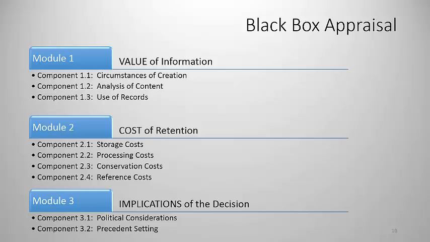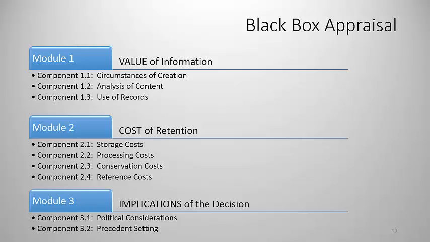Finally, they look at the module Implications of the Retention Decision. This module is a short module, but it's exceptionally important. One of the components is the political considerations, and this is particularly true in the university setting. The politics of everything that happens in the academy is something you have to deal with. In fact, I believe it was Henry Kissinger that quipped that academic politics were so vicious because the stakes were so small. Political considerations are important.